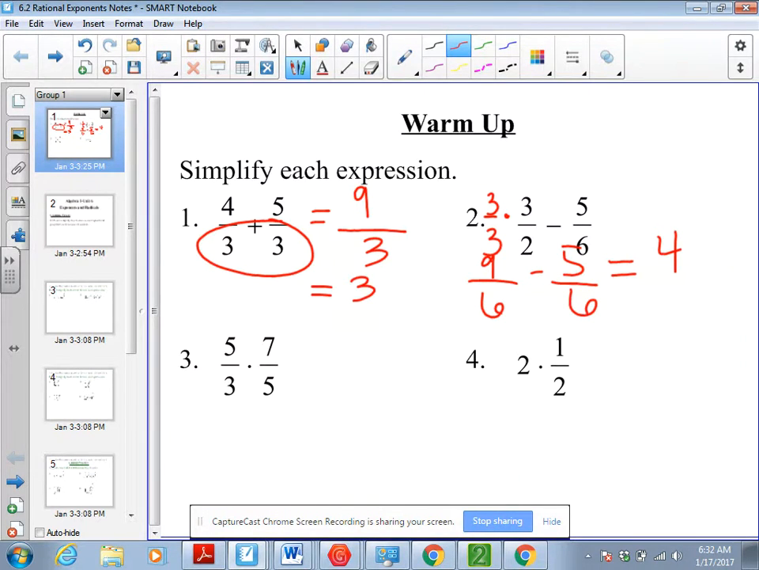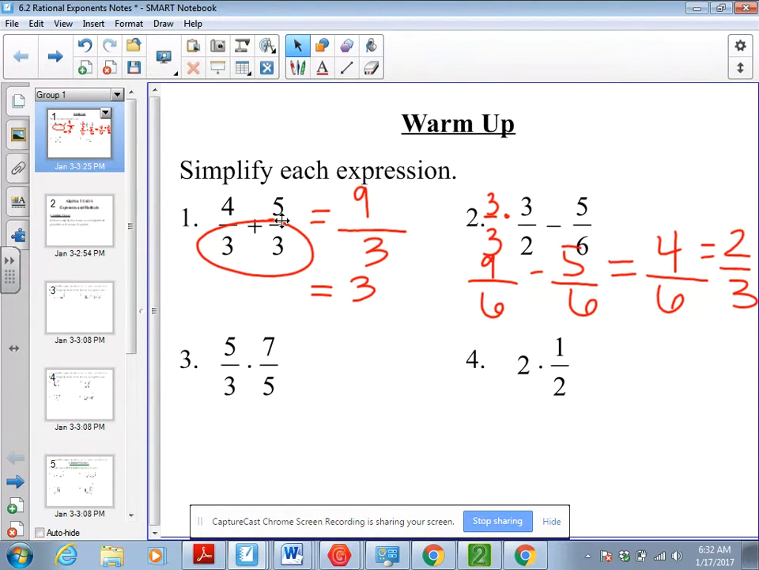Then when my denominator is common, I'm going to subtract my numerator. So 9 minus 5, that's 4. I keep my denominator the same. 4/6 can be simplified to 2/3. So with addition and subtraction, you must have a common denominator in order for it to work. With multiplication, however, you do not need that. Multiplication, you simply multiply straight across.